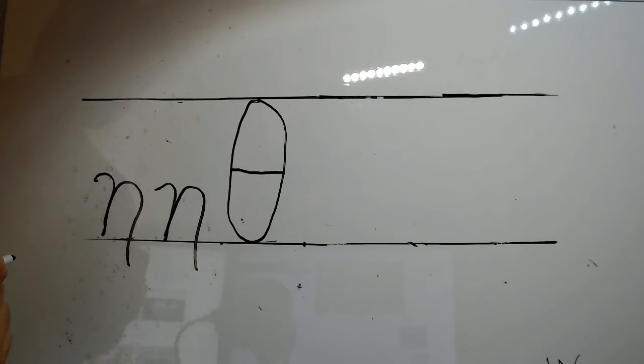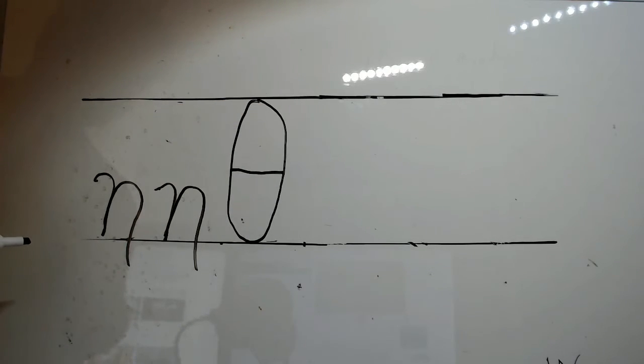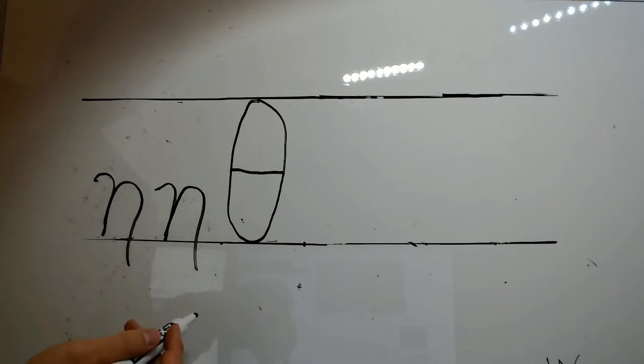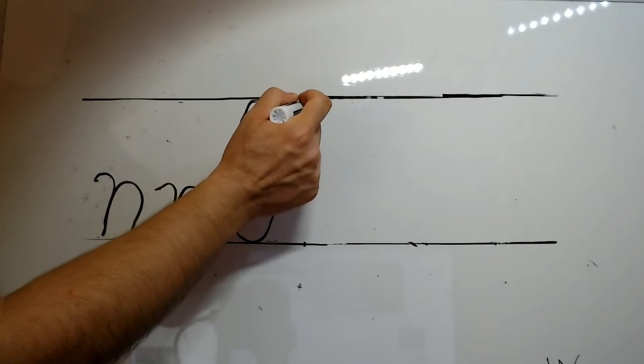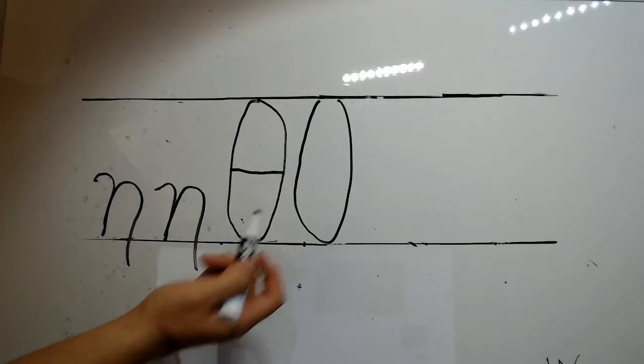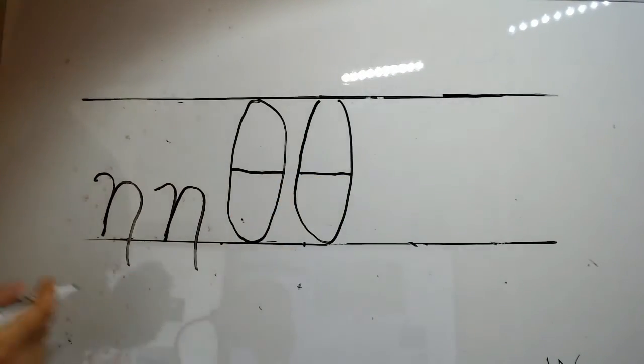Some fonts will not make it closed up here. Sometimes when I'm writing Greek really fast, and I'm being kind of careless, I'll make that open up at the top. It'll end up looking kind of like that. But the important thing is to get that oval shape and then the line through the middle.